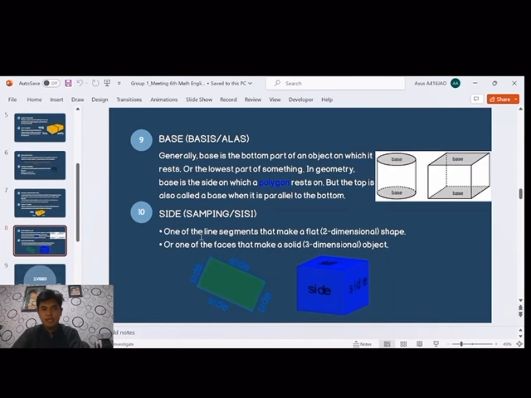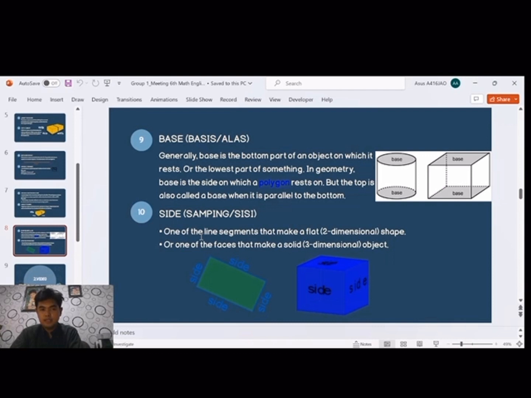Okay, next is base, or basis atau alas. In Indonesian, generally base is the bottom part of an object on which it rests, or the lowest part of something. In geometry, base is the side on which a polygon rests, but the top is also called a base when it is parallel to the bottom.